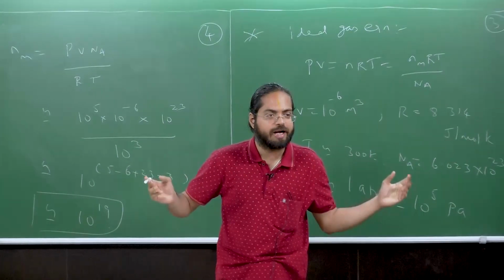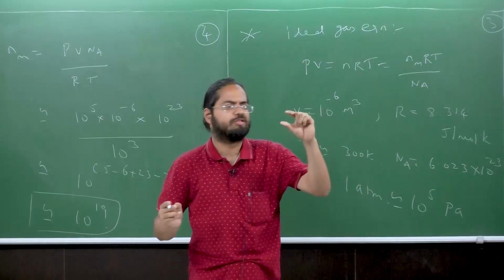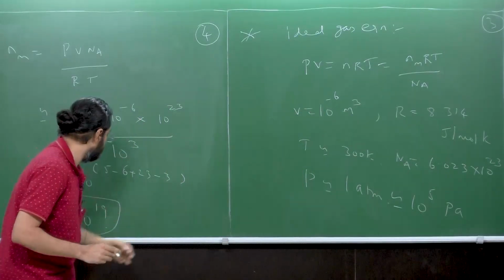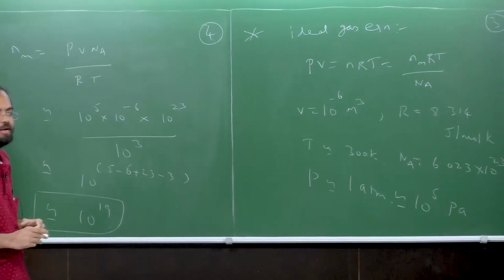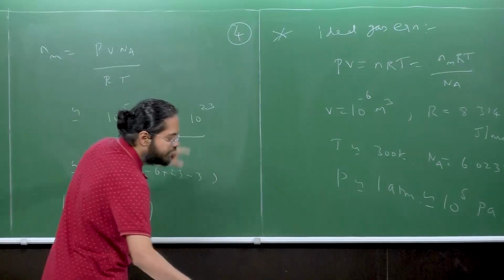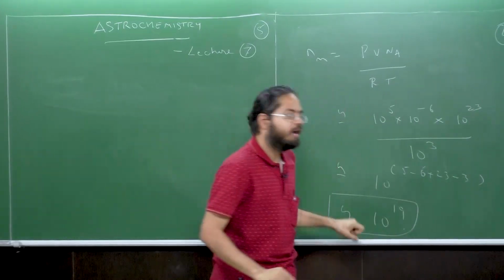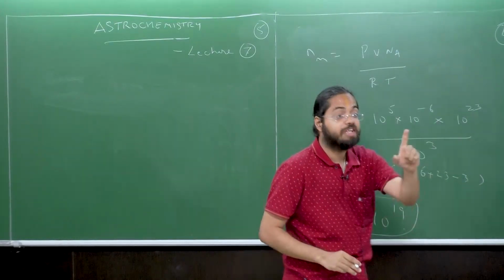So we thought that the space right next to us is tiny. It's just this much. But look at the number of molecules present here. It's 10 to the power 19, right? And what does this calculation tell you? Now this tells you that actually the Earth that we live in is very dense.